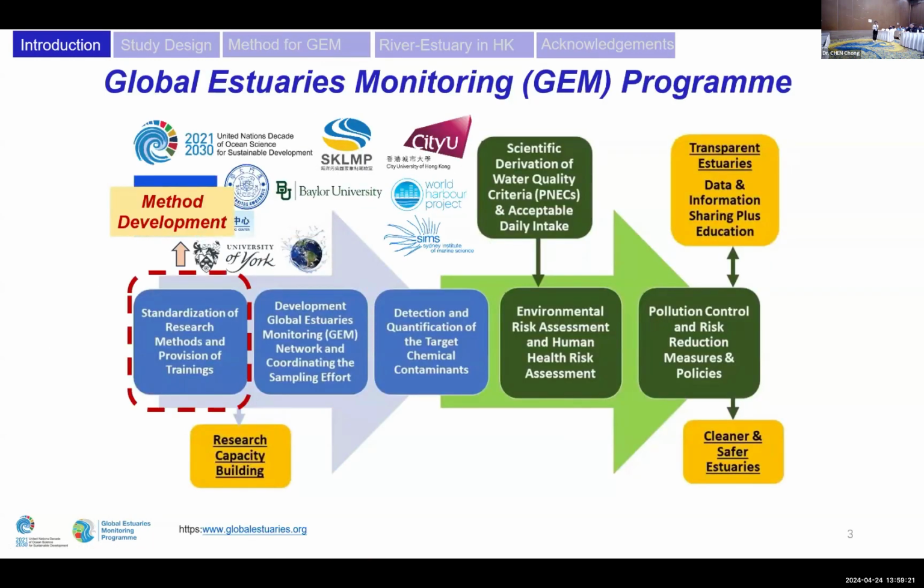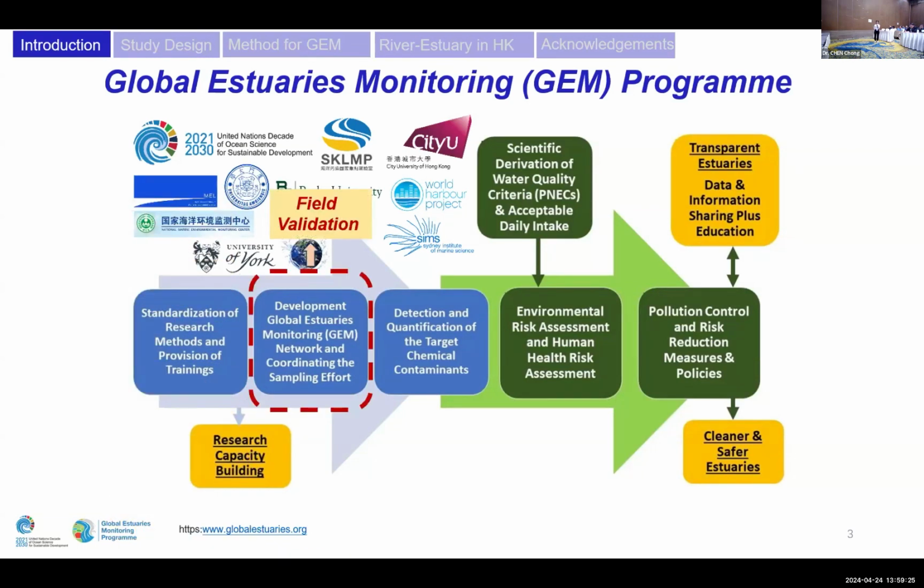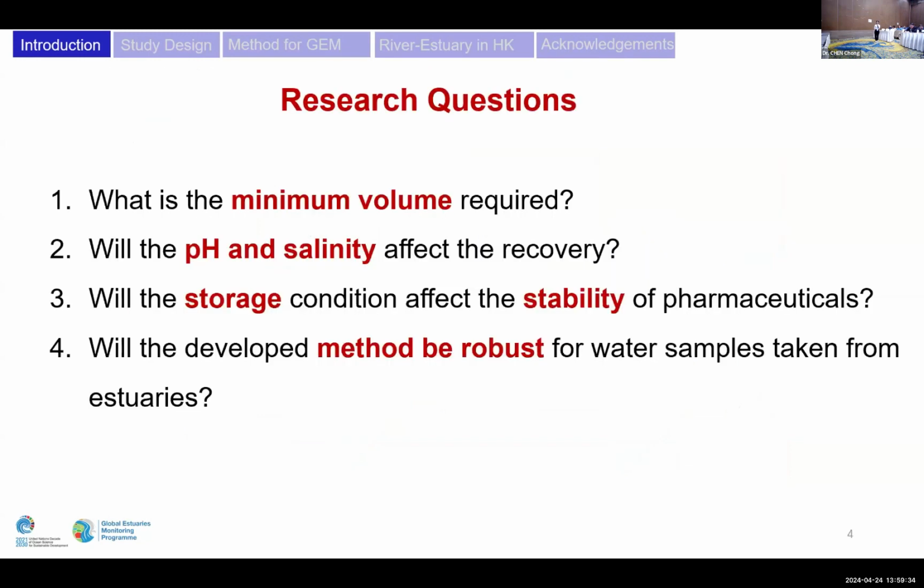My research work will focus on the method development and the field validation to build the research capacity, which is a fundamental component for the GM program. Now, there are four key research questions to drive our work. The first question is, what is the minimum volume required?